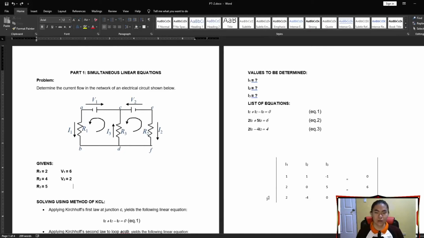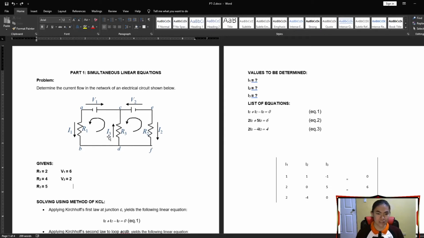In this video, I will be showing you how to solve a simultaneous linear equation using Jupyter Notebook. So, meron tayong problem dito na related sa electrical engineering and ito ay isang electrical circuit. So, ang ating problem is to determine the current flow in the network of an electrical circuit shown below. So, meron tayong circuit dito which has 3 resistors and 2 sources, 2 voltage sources.